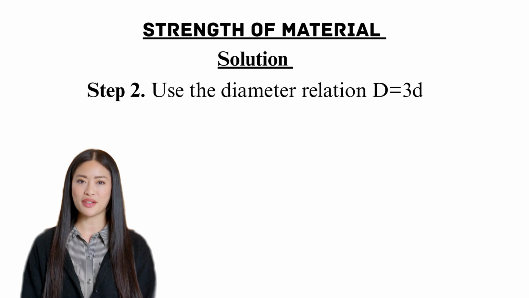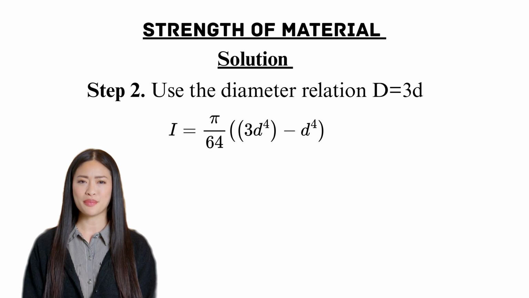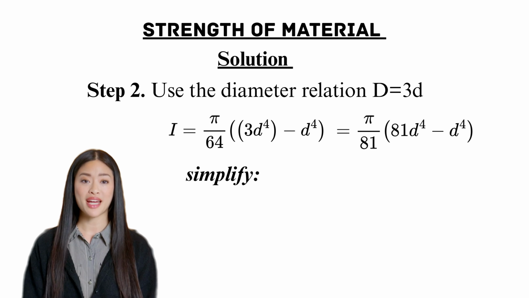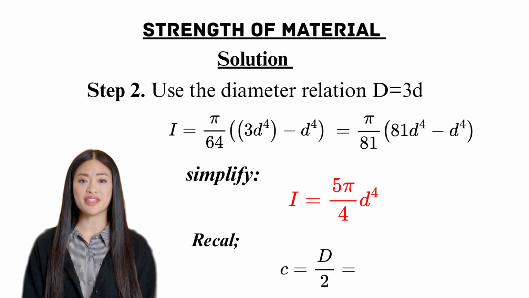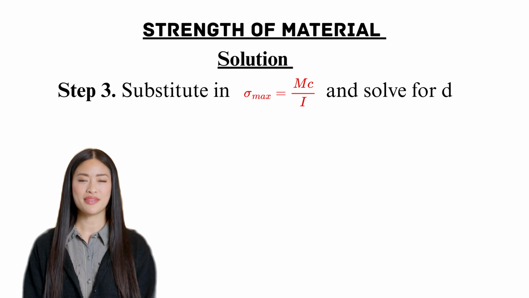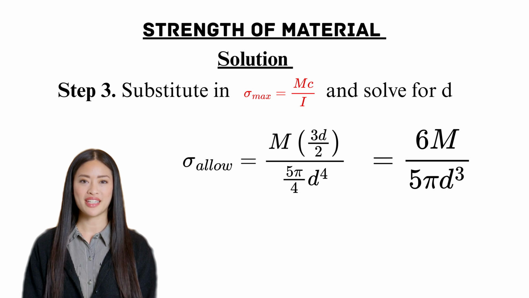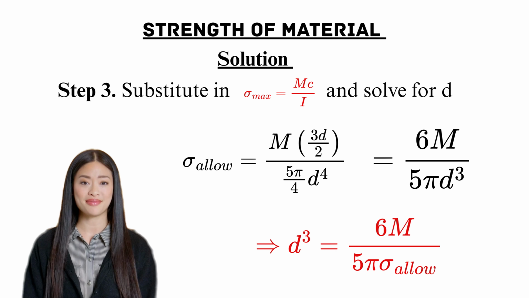Since the outer diameter is 3 times the inner diameter, we can replace the outer diameter with 3 times the inner one. Substituting this relation makes the expression simpler. Now, substituting these values into the bending stress formula, we get stress equals 6 times the bending moment divided by 5 pi times the inner diameter cubed.